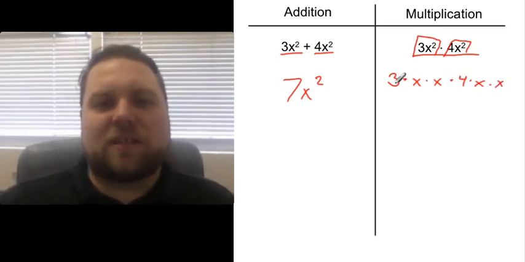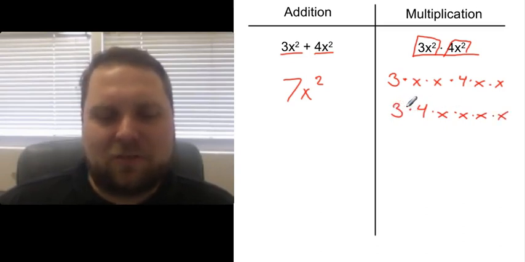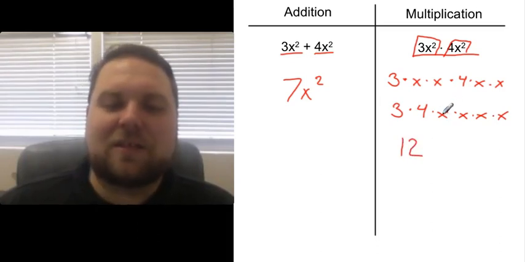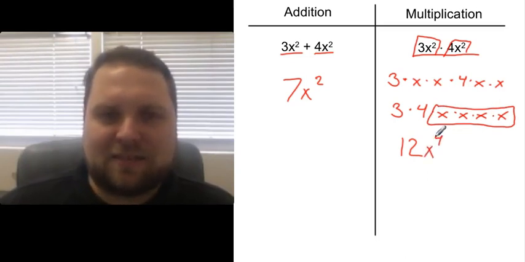Now the neat thing about multiplication is that it's what's called commutative. It doesn't matter what order you multiply these in. So if I wanted to, I could rearrange these to be 3 times 4 times x times x times x times x. And if we do this, I know how to do 3 times 4, that's 12. Nothing's changed there. And I also know how to do x times x times x times x. If I'm multiplying something by itself 4 times, I can rewrite that as x to the fourth.